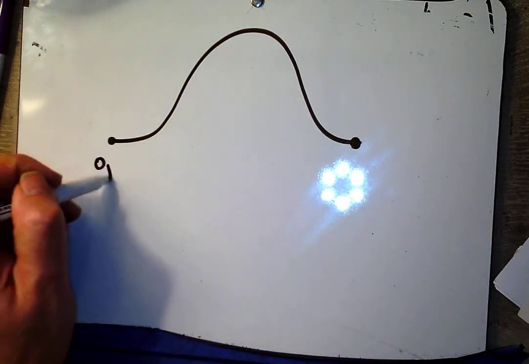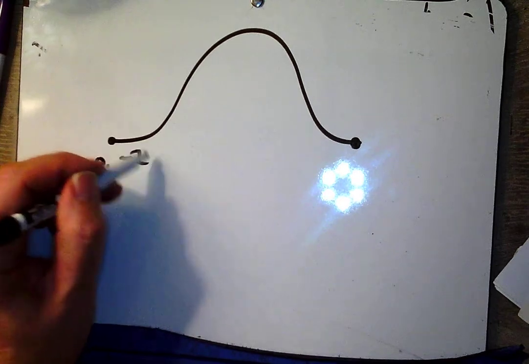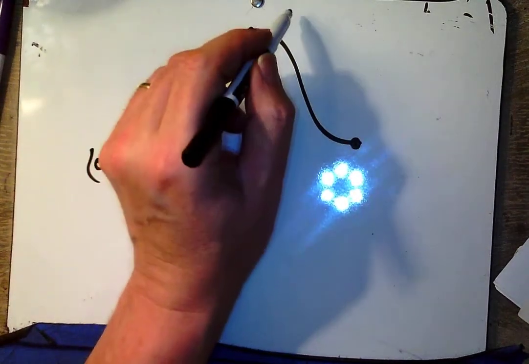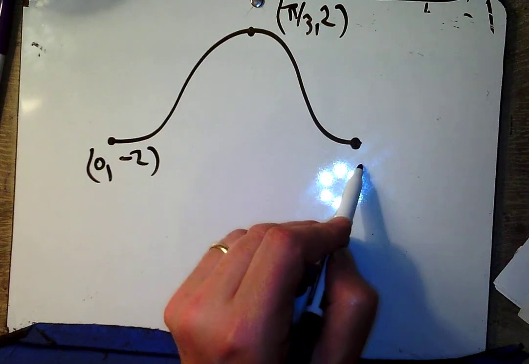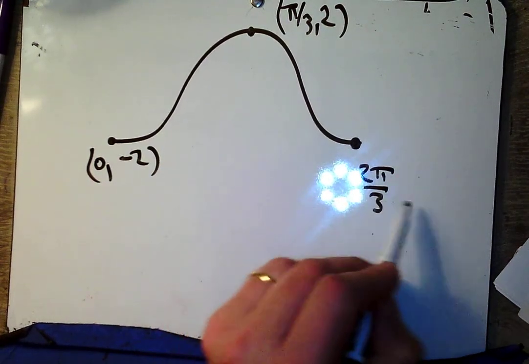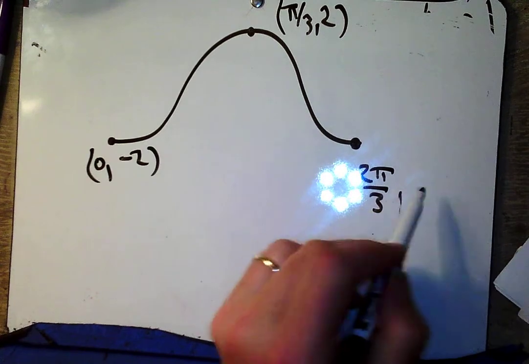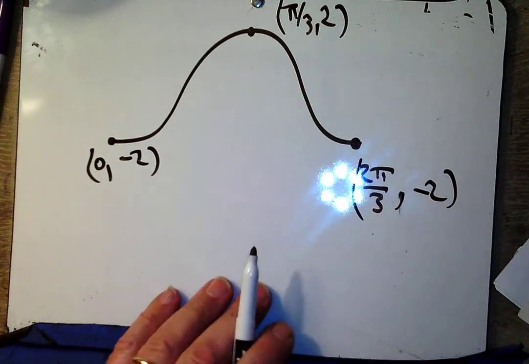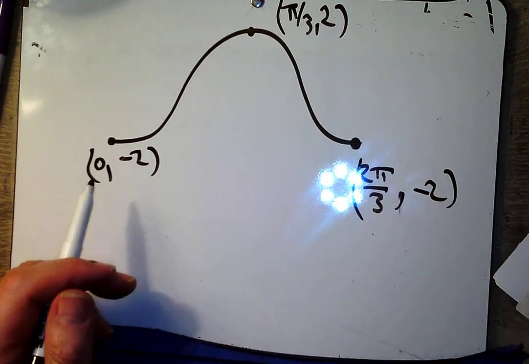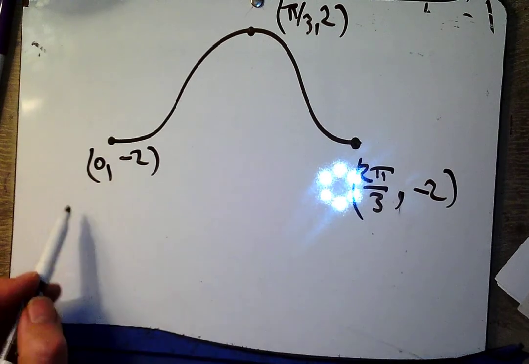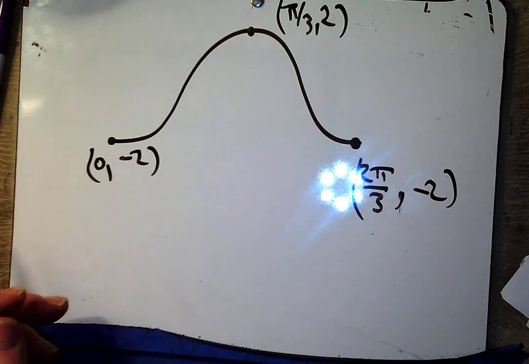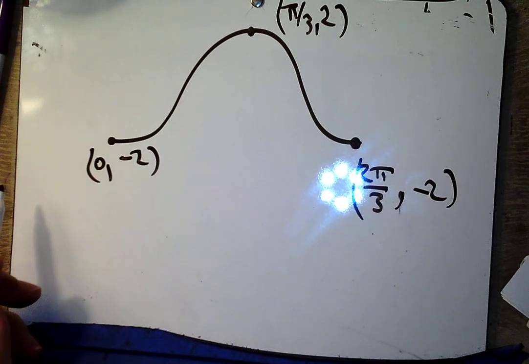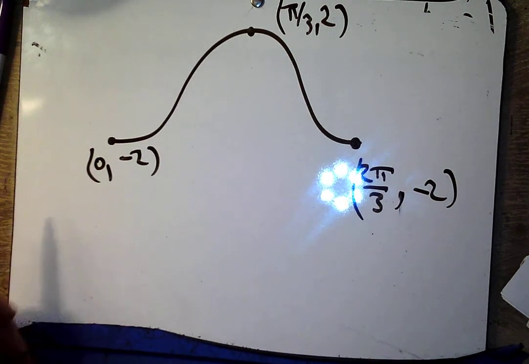Okay, this is (0, -2). This is (pi over 3, 2). And this is (2 pi over 3, -2). Okay, these are the points I have. What can you tell me? Is it sine? Is it cosine? Is it positive? Is it negative? What do we have here?